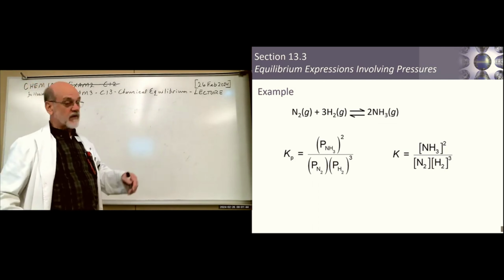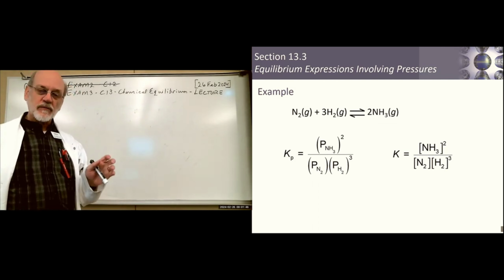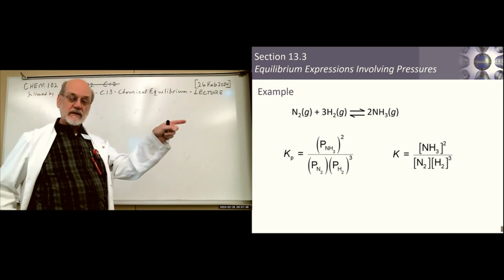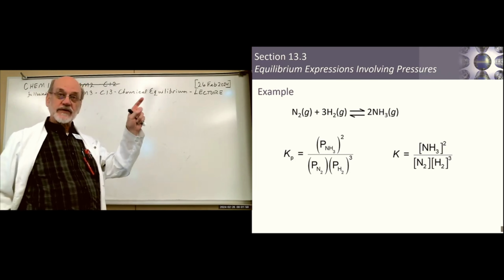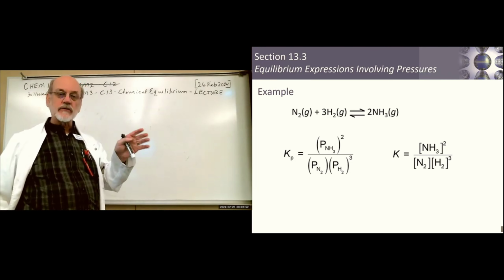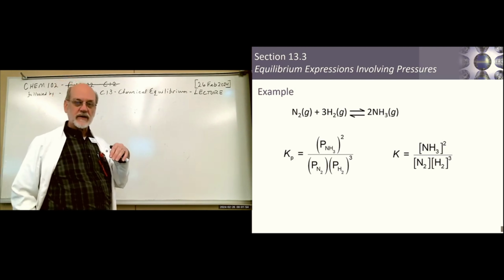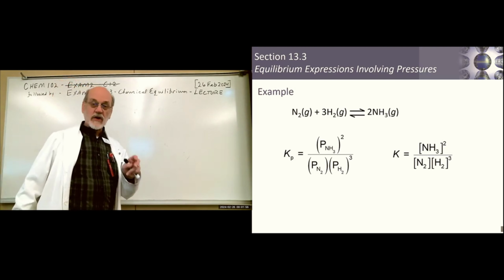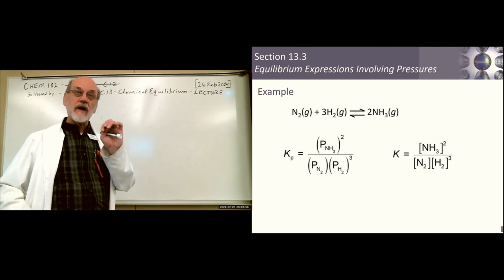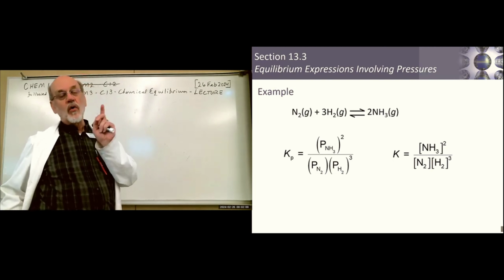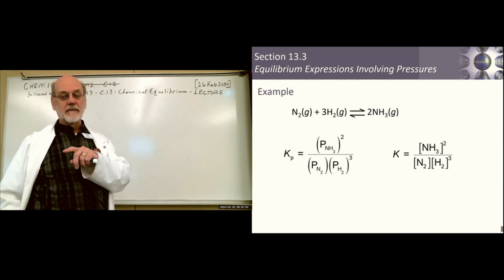And that's the expression we have on the left. Partial pressure of ammonia, of course, is a product, so it goes in the numerator and to the second power. And then nitrogen and hydrogen go in the denominator. We can write it both ways, either as partial pressure or as molarity.